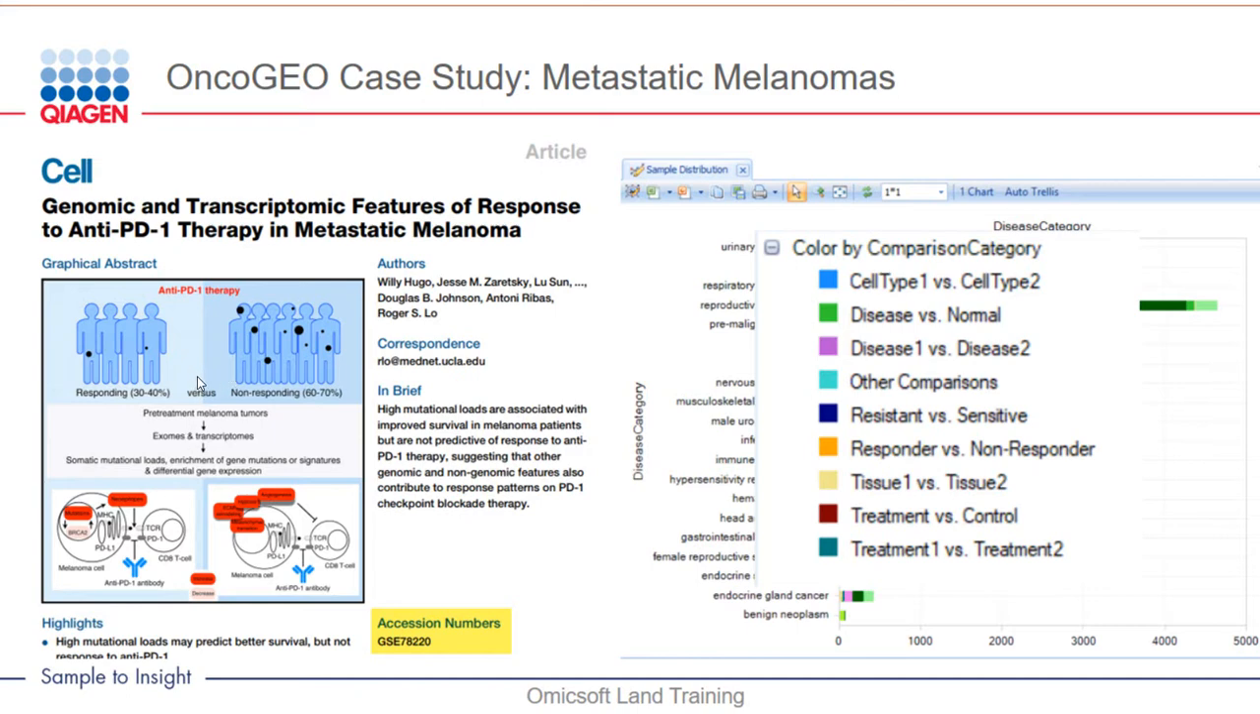As an example, we will use a study published in the journal Cell in 2016 and deposited in GEO as described in the article. In this study, the authors examined the molecular profiles of metastatic skin cancers from patients that are responding or resistant to anti-PD-1 therapy. These videos will describe how to browse data from this study and how to find other comparisons within OncoGEO with similar results.